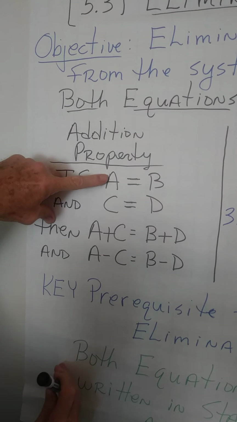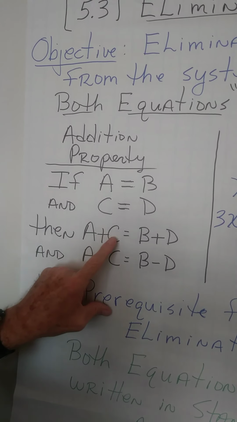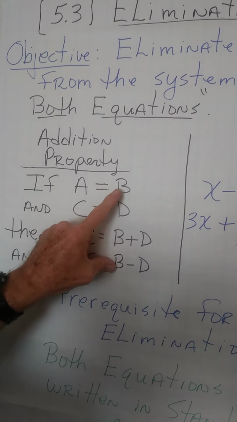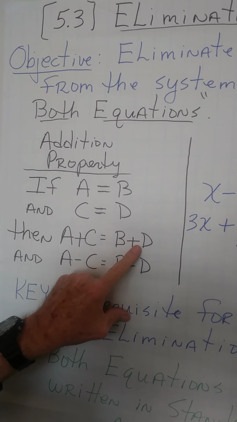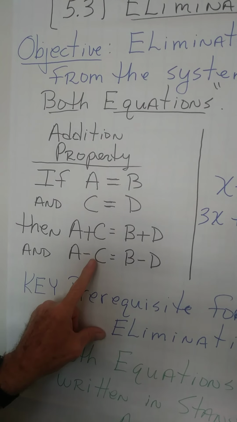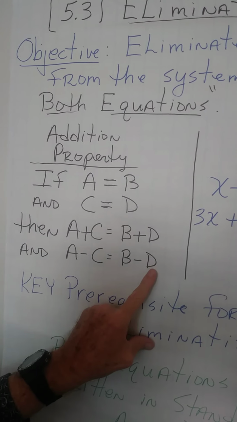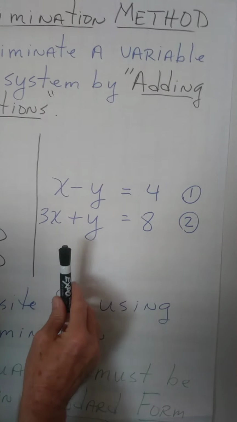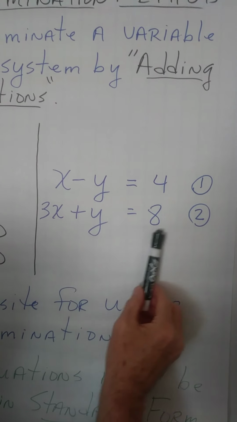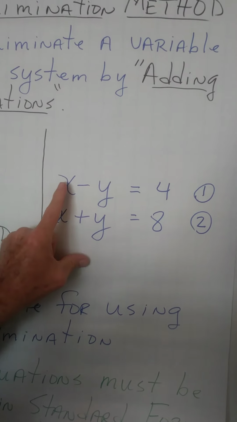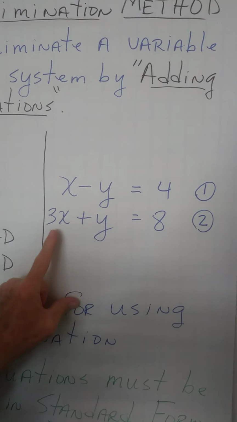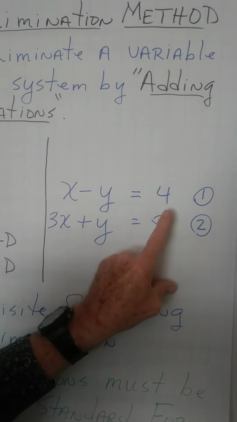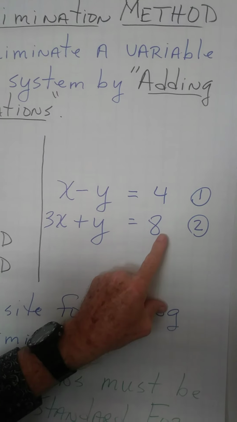So if A is equal to B and C is equal to D, the addition property says I can take expression A and add it to expression C just as long as I come over to the other side and add expression B with D. I can also subtract C from A just as long as we subtract D from B. So this addition property gives us the right to do the following to this system. We can take expression A and add it with expression C just as long as we add B with D.